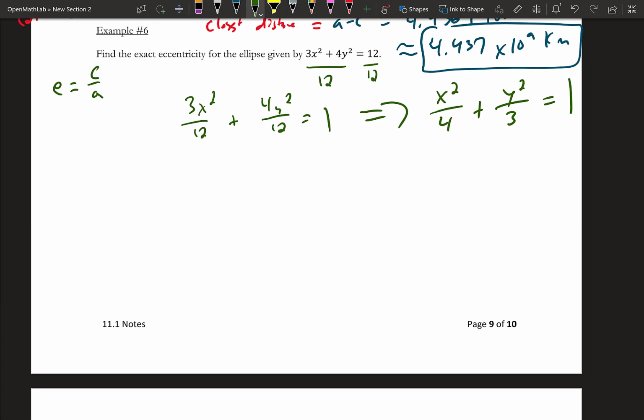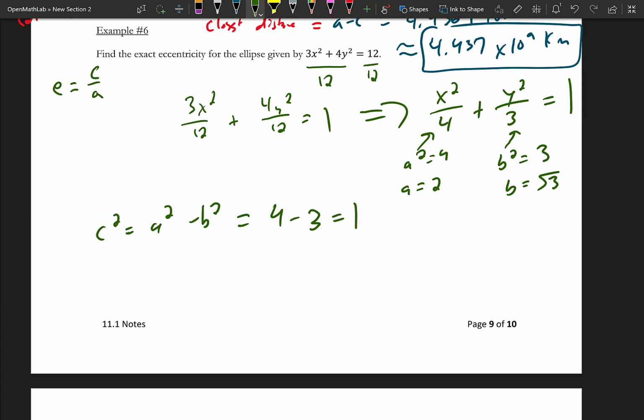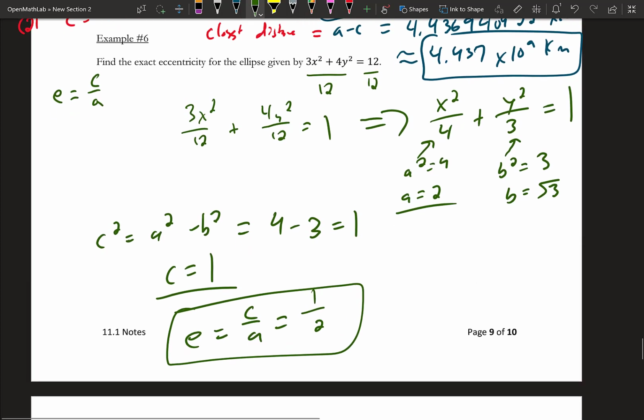So in other words, the bigger number is going to be a squared, and the smaller number is b squared. So a is equal to 2, and b would be equal to radical 3. So then c squared is equal to a squared minus b squared, which would be equal to 4 minus 3, which equals 1. So c would be the square root of 1, which is just positive 1. Since I know c and I know a, I can fill that in so that e equals c divided by a, which is 1 divided by 2, which is 1/2. So that's what we were after. Not crazy difficult.